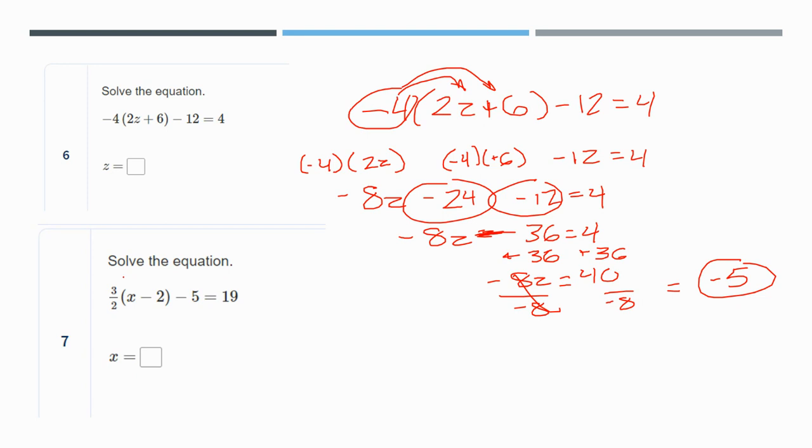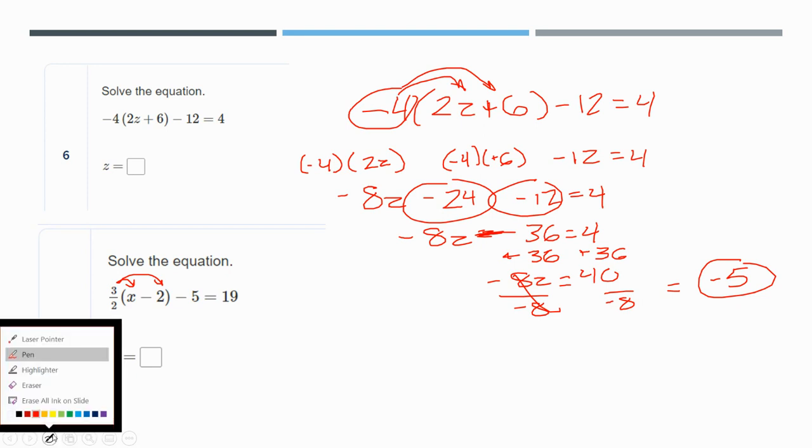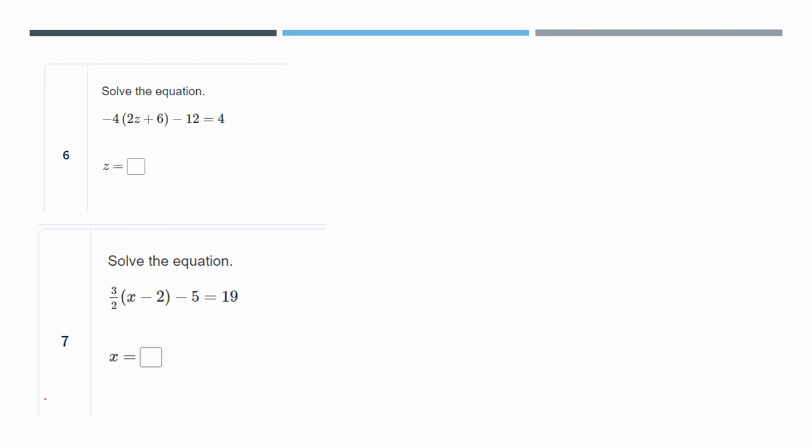Okay, on the next equation, it's a tiny bit more challenging because we have the fraction. We're still going to distribute as before, and then simplify, and then solve. Let me go ahead and erase so I can do the second problem, problem 7. All right, so we have 3 halves times x, and then we have a 3 halves times a negative 2, and then we have a minus 5 equals 19.